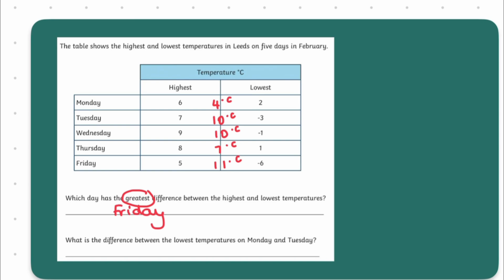What is the difference between the lowest temperatures on Monday and Tuesday? So our lowest temperatures are 2 to -3. So we put it on a number line because that helps us visualize it. Add in our 0. So 2 to 0 is 2, 0 to -3 is 3, so we add them together. 2 plus 3 equals 5, so the difference is 5 degrees.